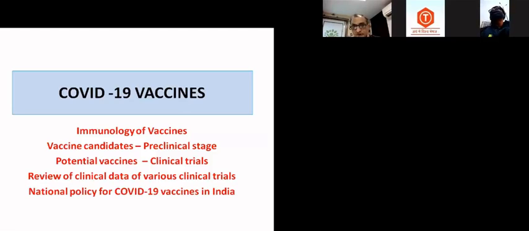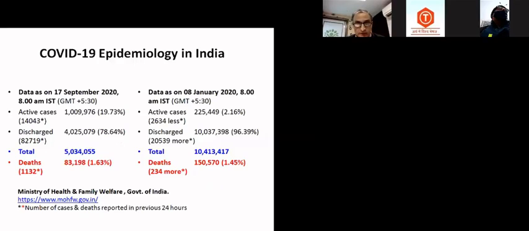And then finally, we definitely need to talk about the national policy for COVID-19 vaccines in India. And this is really of concern, because from 16th of January, the nation is going to launch the biggest vaccination program done anywhere in the world. So we'll be talking about that.